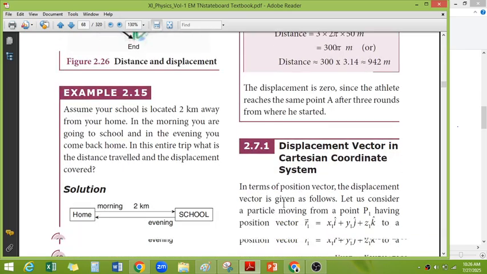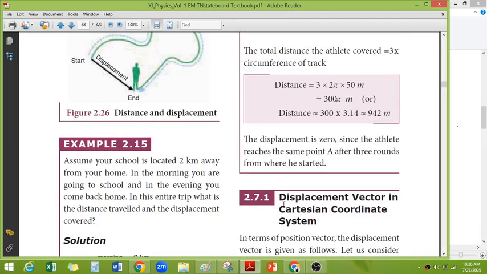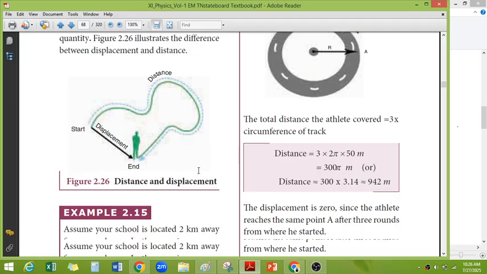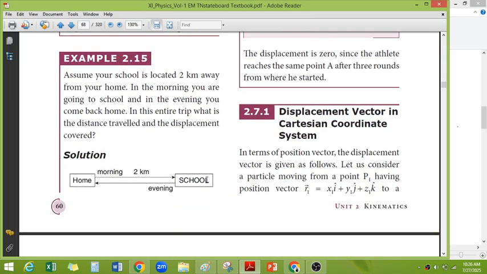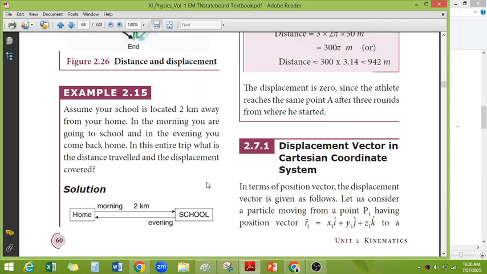Distance and displacement, very easy, right? I'm sure all of you are comfortable with distance and displacement. Displacement is the shortest distance, right? Distance is the actual path taken. Right from 9th standard, I'm sure all of us are studying this. So maybe we can directly do some problems.